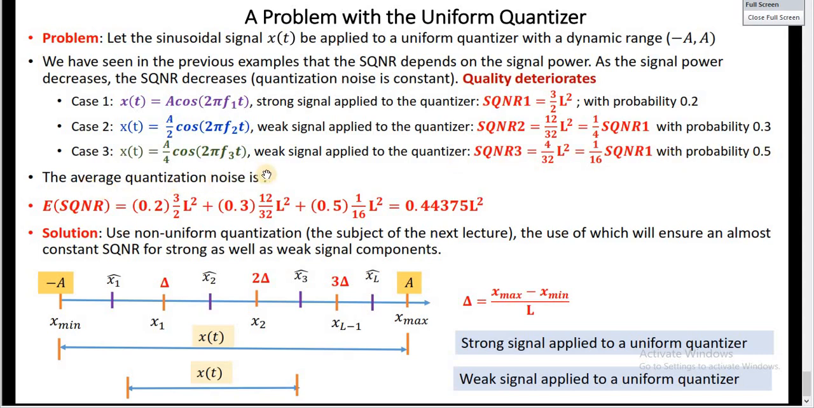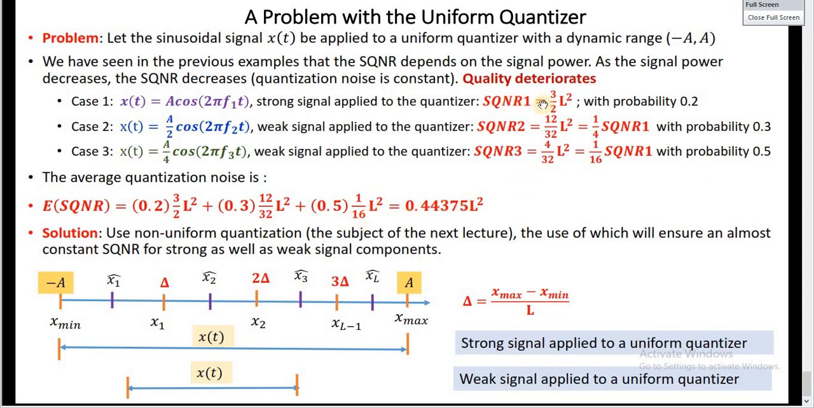We can compute the statistical average of the signal to quantization noise ratio by multiplying the probability of occurrence with the values of the signal to quantization noise ratio. So we have 0.2 times 3 over 2 L squared, plus 0.3 times 12 over 32 L squared, plus 0.5 times 4 over 32 L squared, and the result is 0.44375 L squared. What does that mean?